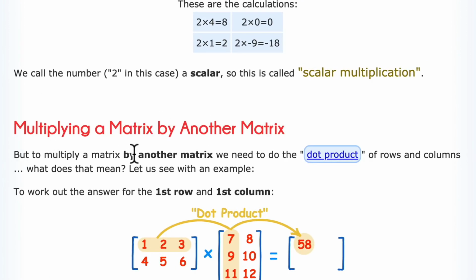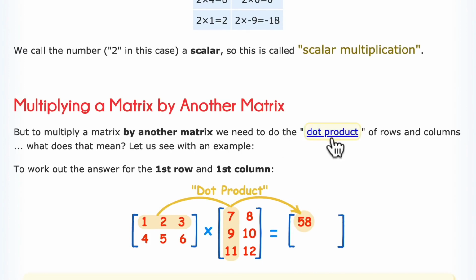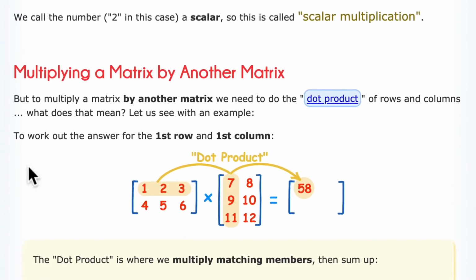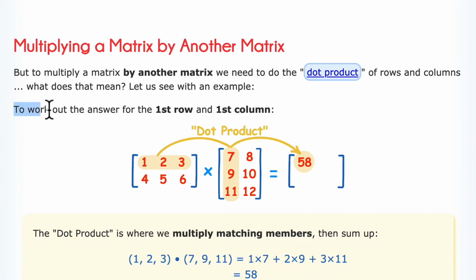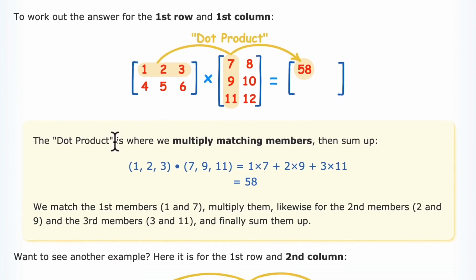But to multiply a matrix by another matrix, we need to do the dot product of rows and columns. What does that mean? Let's see an example. The dot product is the first row and the first column. So we've got a row here times this column equals 58. The dot product is where we multiply matching members, then sum them up.